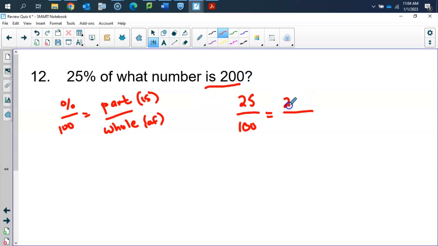So 200 is next to is. That's the part. We're looking for the whole. Cross multiply: 25x equals 2,000. Divide both sides by 25. And we end up with x is 800.